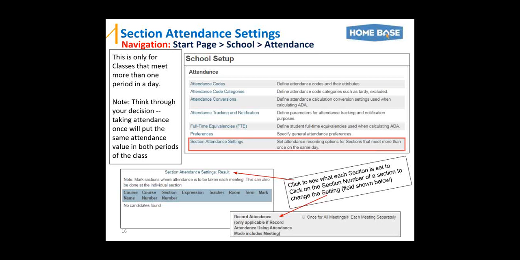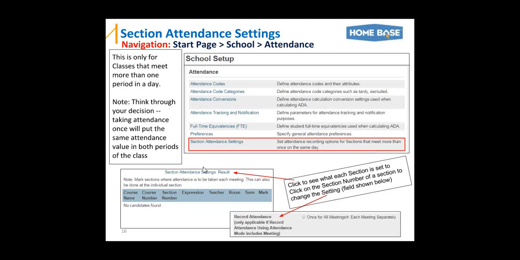But don't forget, if a student is only there for half of that double period, you're going to have to go in and edit that other half of period, because it will automatically give you the same attendance for both of those periods for that class. So let's talk about how it works. If you click on that option, Section Attendance Settings, you will see the screen pictured on the left right there.